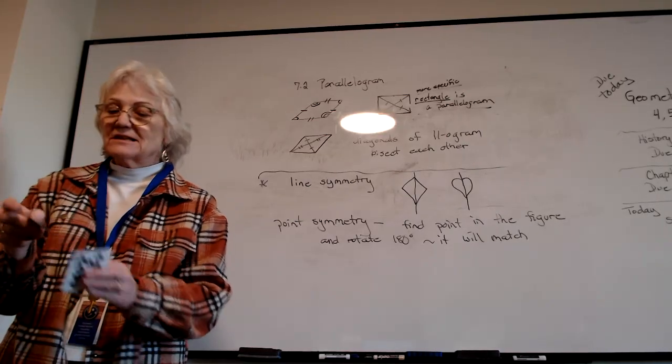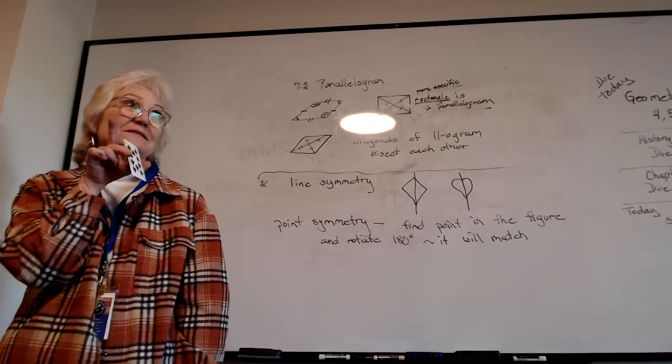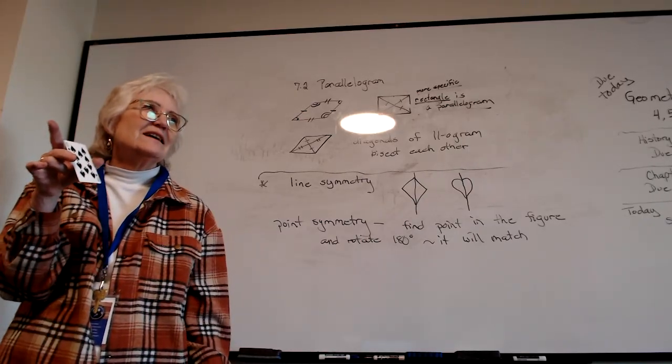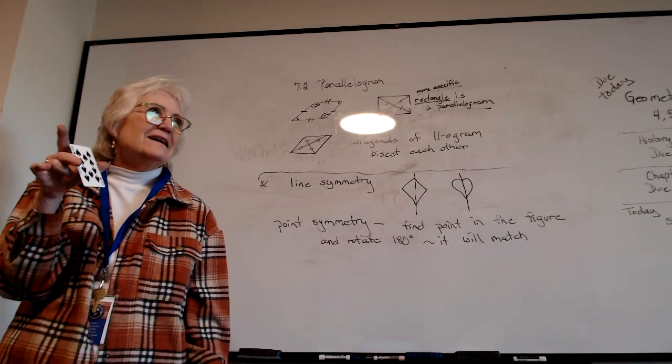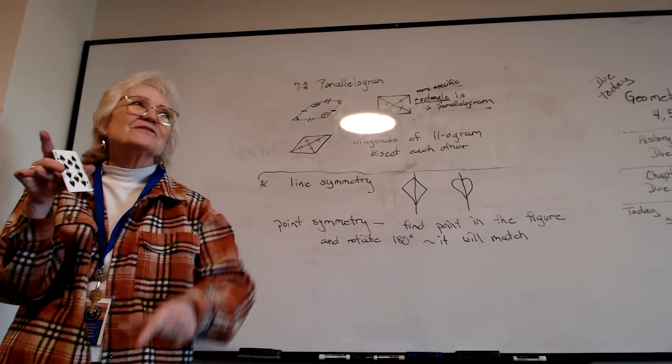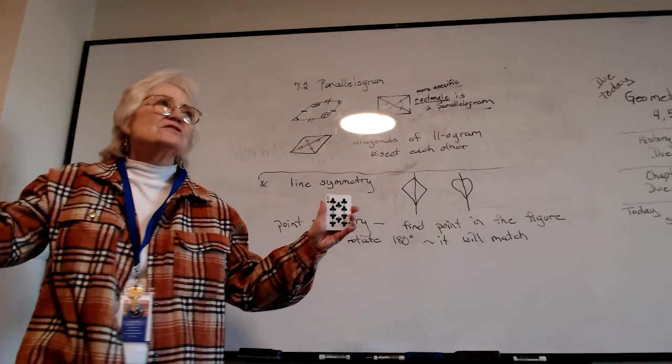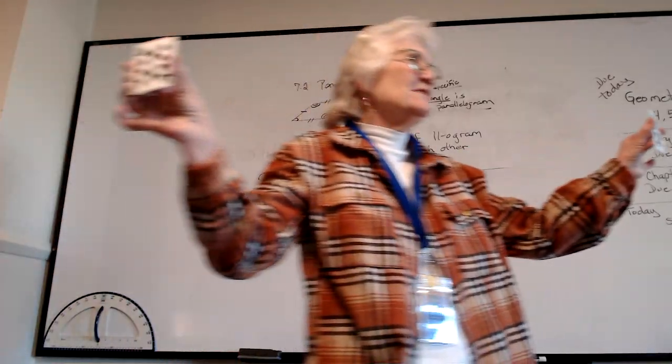Actually, this is not a line of symmetry, because the tens are in opposite corners. Well, I'm talking about this one. Still not, because the eights are in different corners. Okay, so the question is, do these have points of symmetry?